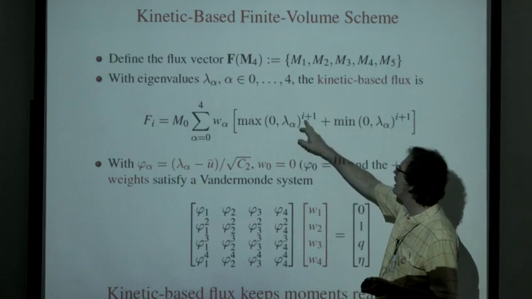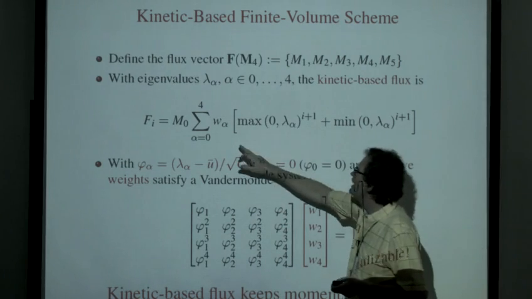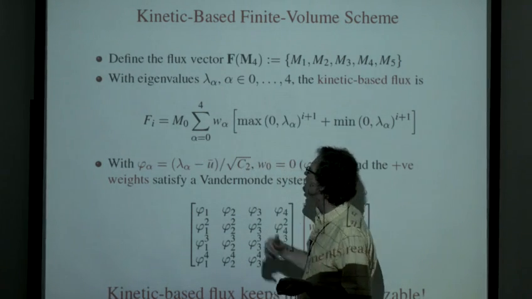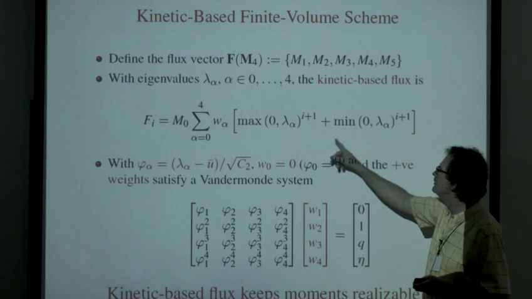It's just eigenvalues to the power i plus 1. So that's the speed. And then we're going to use the weights. We're going to have weights. And then M0 is just the mass. Okay. So this is how we're going to define our flux in terms of the known eigenvalues.